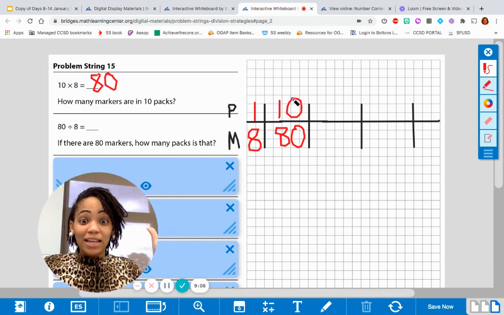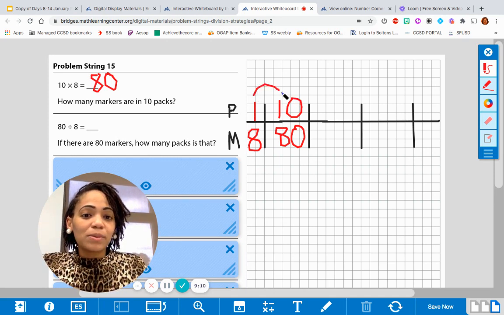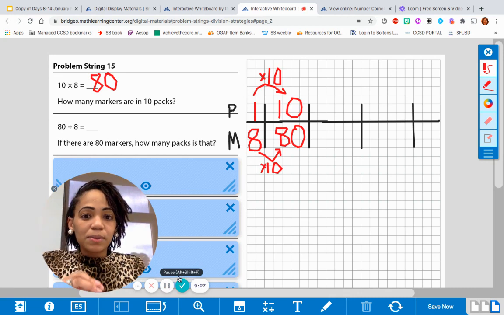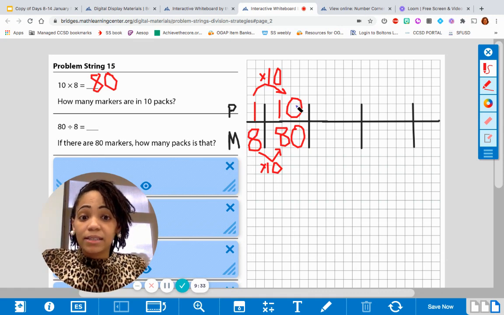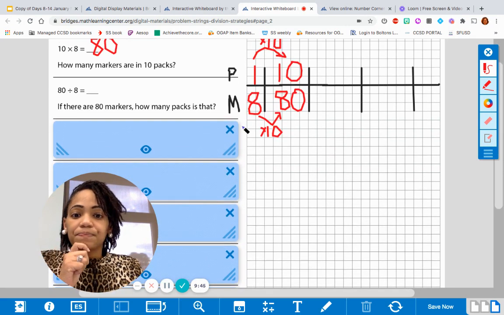Sorry, my automatic lights just went off, but now they're back on. So the relationship between this is that if I multiply by 10 here, that means I also have to multiply by 10 on the bottom. Right? Do we remember that when we talk about ratio tables and relationships? So this relationship helps me easily see that if I have 80 markers, that means I have 10 packs. Okay? And 10 times 8, because the relationship going this way is multiplying 8, is 80. Are we good with that? All right, let's look at the next one.